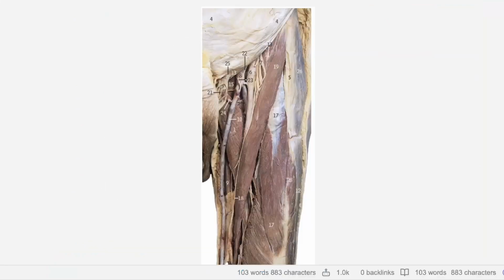I believe this is a very important dissection, and not only for the muscle attachments, but also for the femoral triangle, which you have here with the boundaries and the content as well. So let's start with that one. We're going to start with number 4.